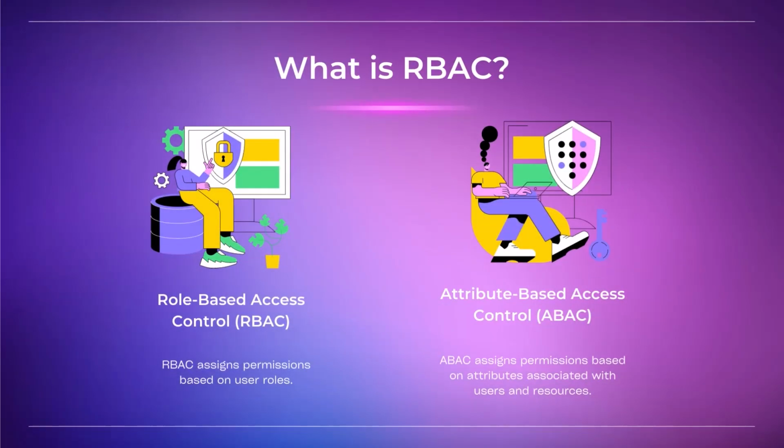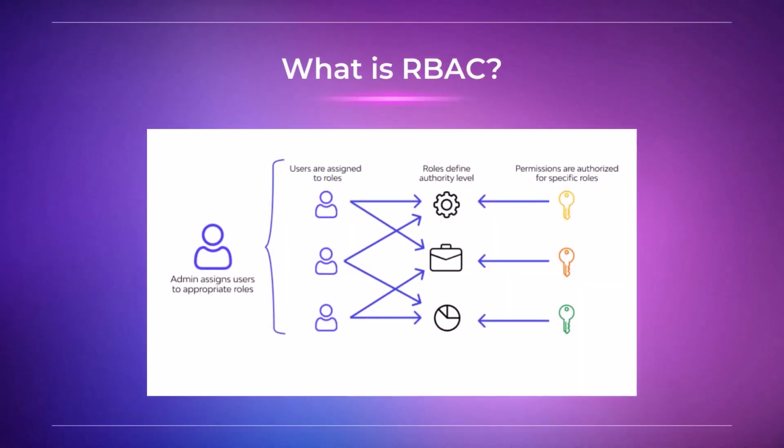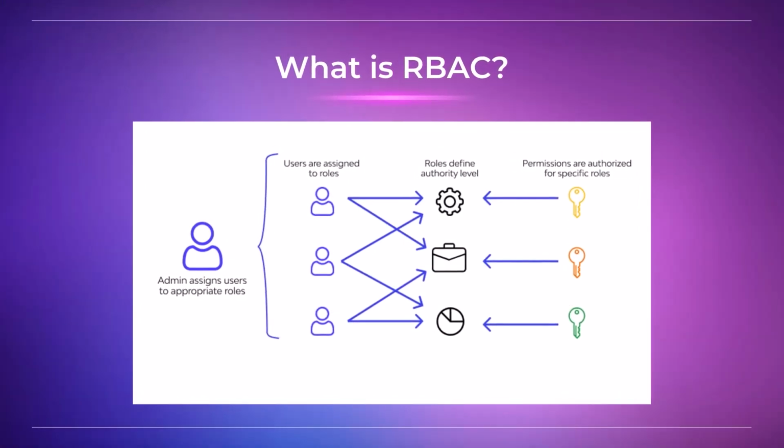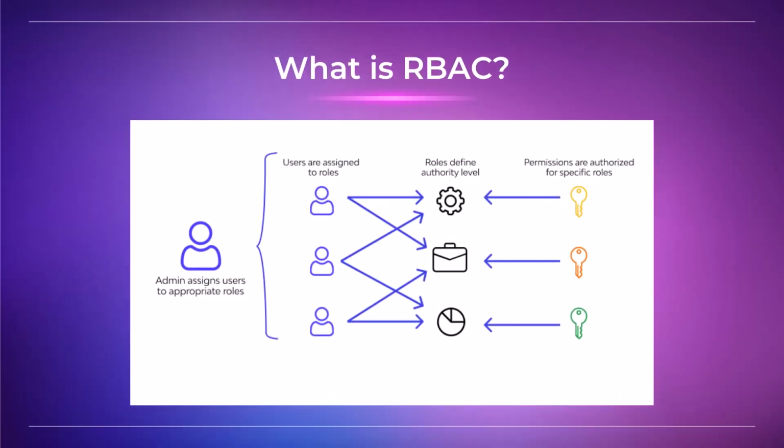Role-based access control and attribute-based access control are two commonly used access control models to manage permissions and control access to resources in your system. RBAC, for example, assigns permissions to users based on their role within an organization or an API. In RBAC, roles are defined based on the functions and responsibilities of users, and permissions are assigned to those roles.